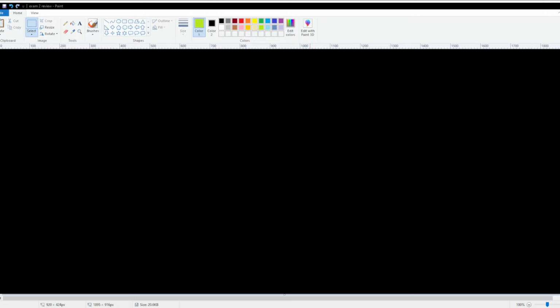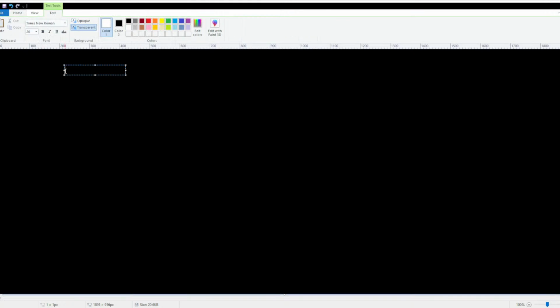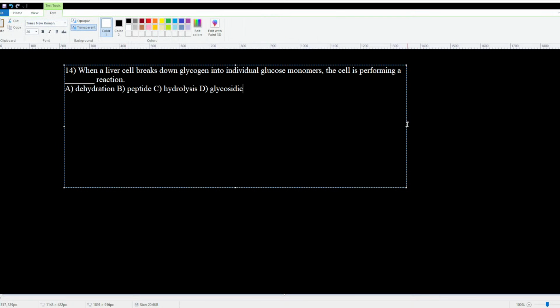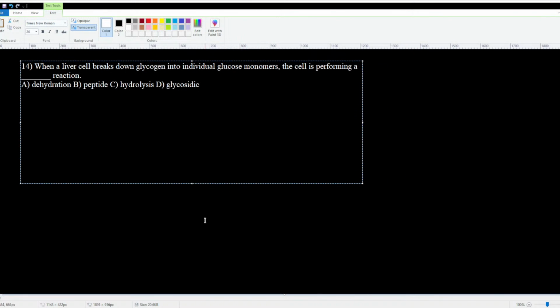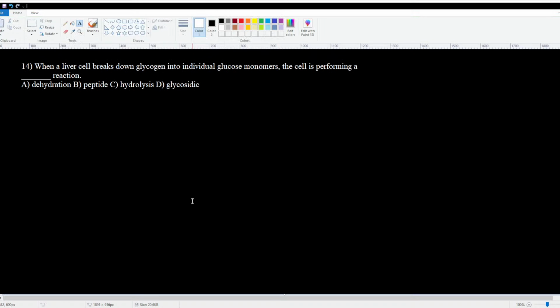So number 14. Number 14 is a bit of a critical thinking question, but we can go over the difference between hydrolysis and dehydration. When a liver cell breaks down glycogen into individual glucose monomers, the cell is performing blank reaction. So, when we're breaking down glycogen, glycogen is a sugar, right, involving individual glucose monomers, right? So, when a liver cell breaks down glycogen, that's going to be hydrolysis.